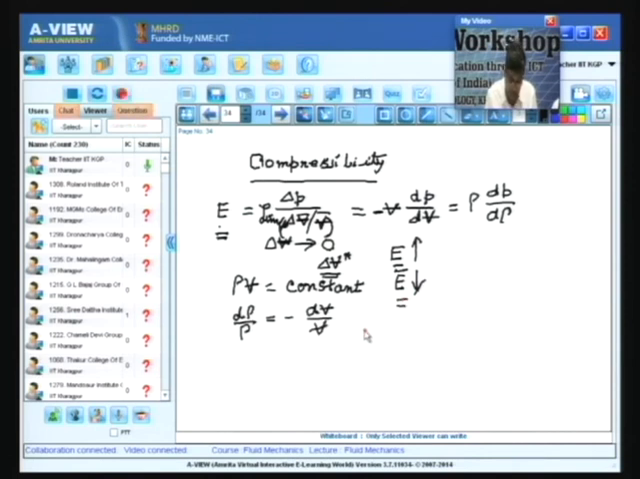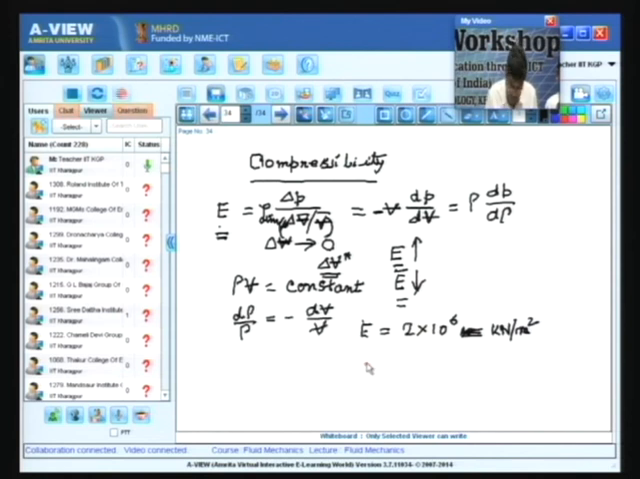An example I am giving for water: E for water equals 2 into 10 to the power 6 kilonewton per meter square. This is the value of the bulk modulus of elasticity for water.